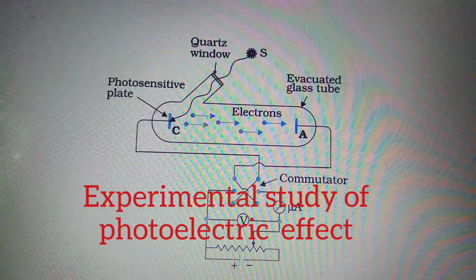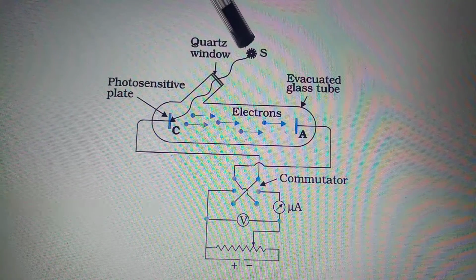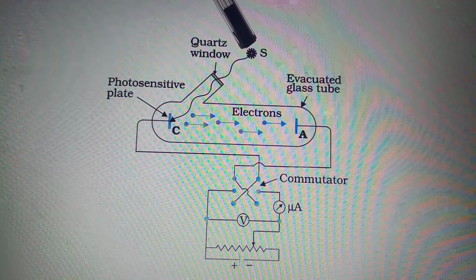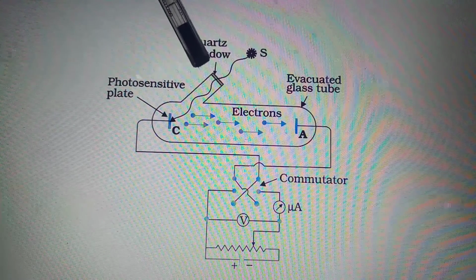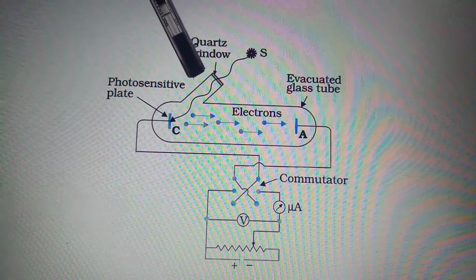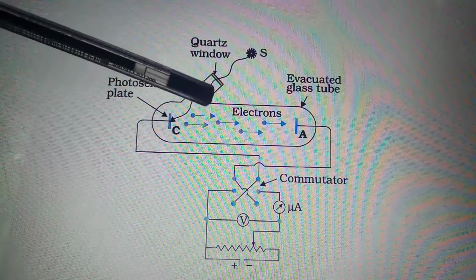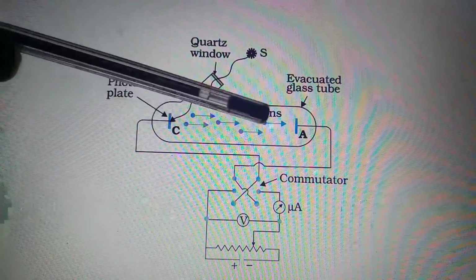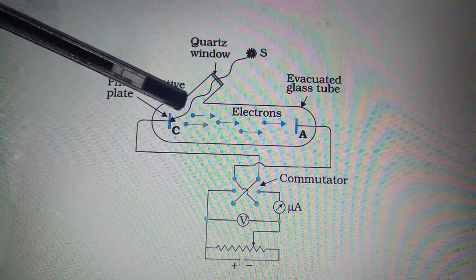So this is the experimental arrangement for studying the photoelectric effect. Here we can see S is the source of light. This source produces light and that light is passing this way. Here we have a quartz window. Through the quartz window it is falling on this photosensitive plate C. And this plate C and the other plate A are inside an evacuated chamber.